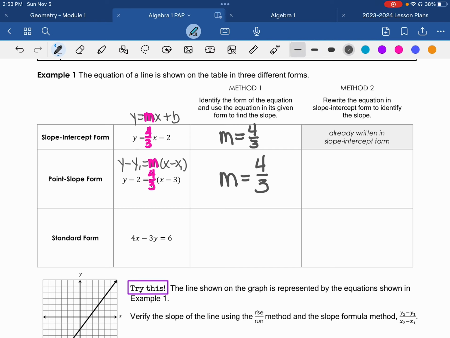Method 2 would be to solve this equation and put it in y equals mx plus b, the slope-intercept form. For the first one, it's already in slope-intercept form, so we didn't have to do that. But for this one, let's practice. The first thing you're going to want to do is distribute your slope inside of the parentheses. That would give us y minus 2 equals 4/3 x minus 4, because 4/3 times 3 is 4. First step, always distribute the slope.